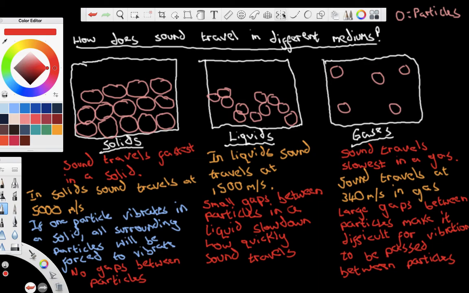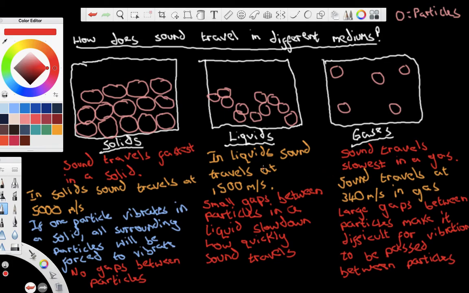Now, if you just look at this page, there's a lot of red pen. That means there's a lot of important points here, okay? So we've said that sound travels fastest in a solid. In a solid, it travels at about 5,000 meters per second. If one particle vibrates in the solid, all surrounding particles will be forced to vibrate. So if this one vibrates, this one will, and this one will, and this one will. They will each pass the vibrations along.